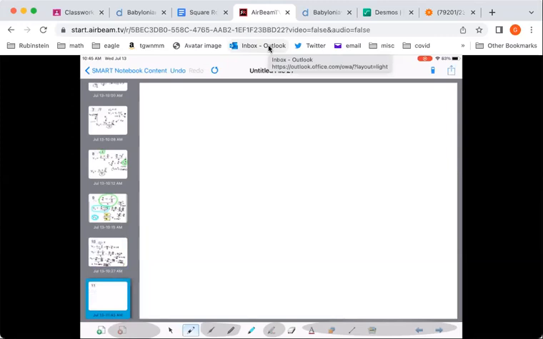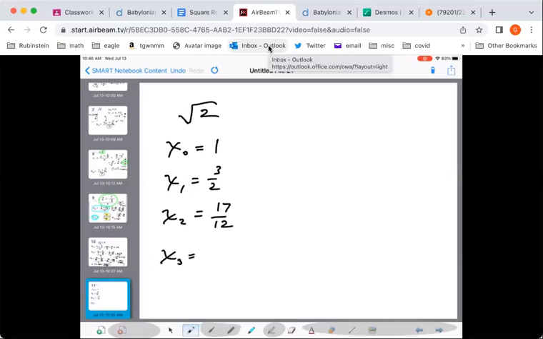Now, I just want to cycle back to before the break. If you did this process with the square root of 2, I'm just going to jump to what would happen. X0 would be 1. X1 would become 3/2. X2 would become 17 over 12. And X3 would become, hold on, I want to say this number right, 577 over 408.